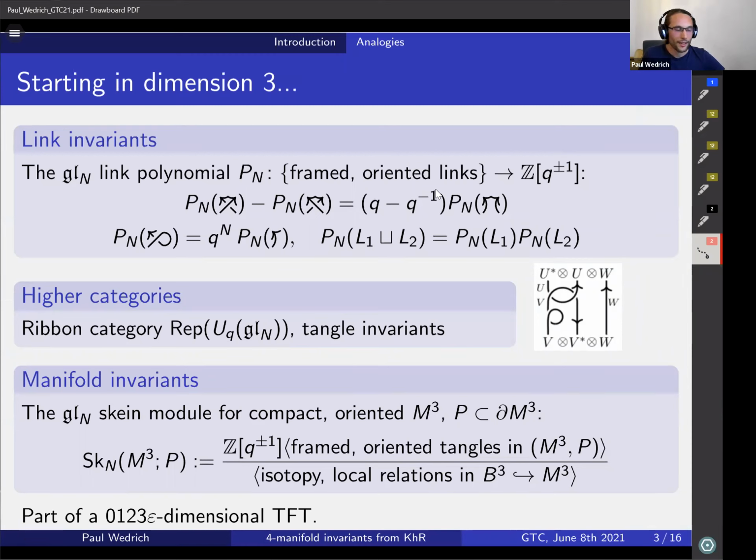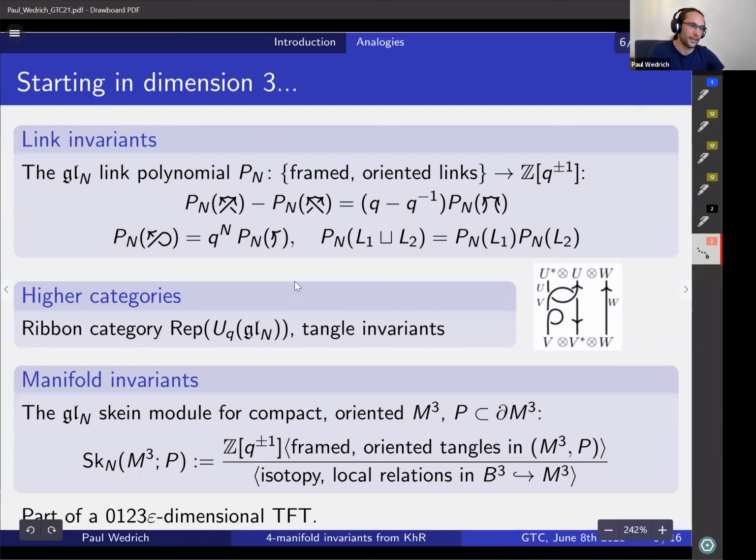It is somewhat important to work with GLN. Sometimes people say SLN, but if you want to work with SLN, then you have to get some fractional powers of q, and for categorification purposes, that's inconvenient. So we want to work with GLN instead. And I should also say that if you set n equals 2, then this polynomial just recovers the framed version of the Jones polynomial. So something very familiar and famous.